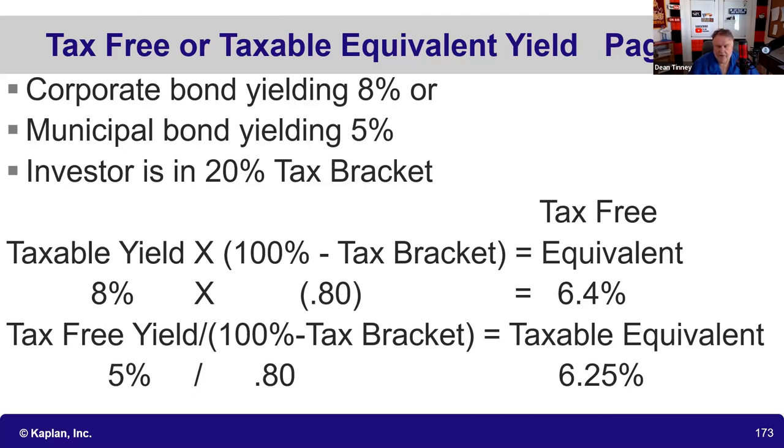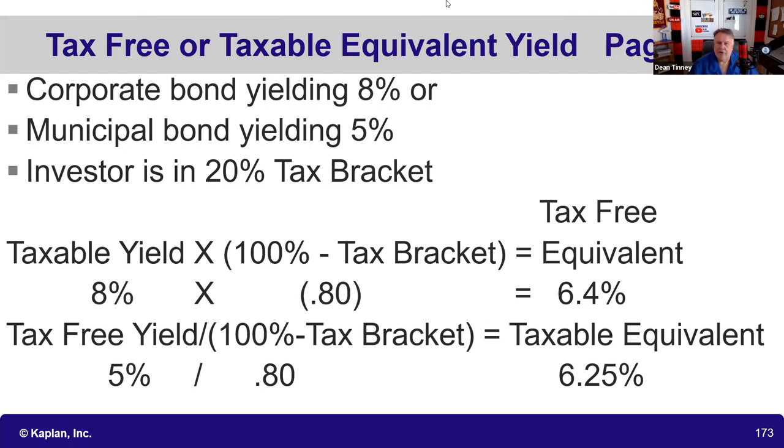So the point again, Erica, is if I can't find a muni bond that pays better than 6.4, you should buy the corporate bond. Now, the other version of this is to do tax-free and go the other direction. And this is where we divide. So I say, Eric, in your tax bracket, getting 5% and not paying taxes is the equivalent of getting 6.25.